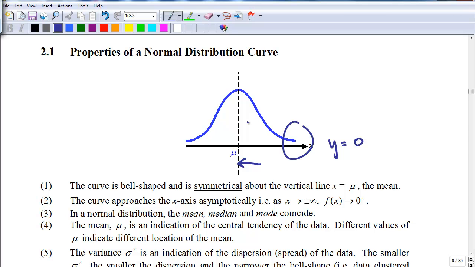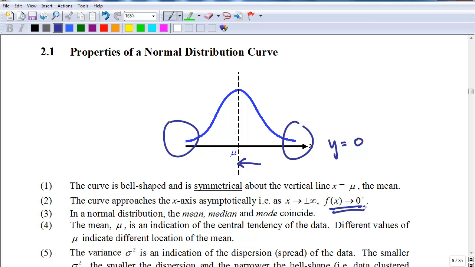If you look at the tail ends here, the curve will approach the line y equals 0 as x approaches minus infinity to infinity. Your y will approach 0 plus. Now, the mean, the median, and the mode of a normal distribution are actually the same.